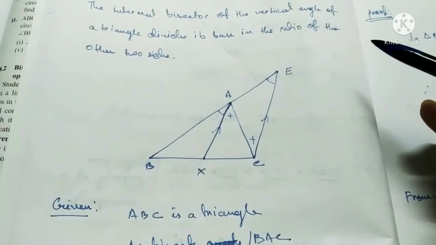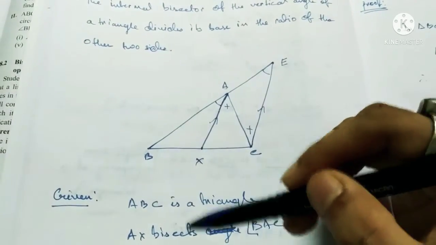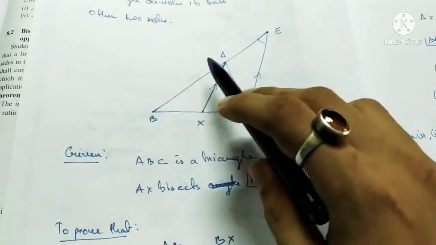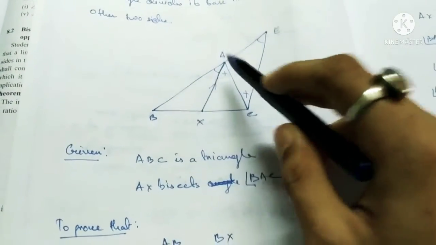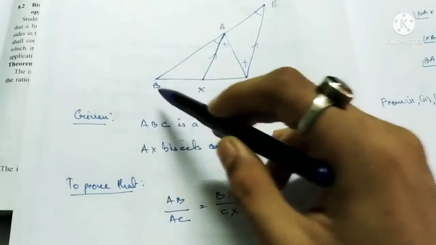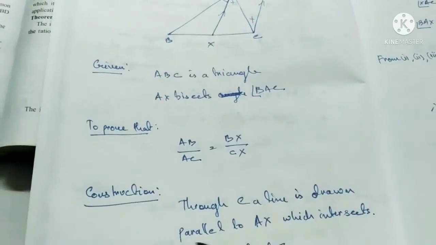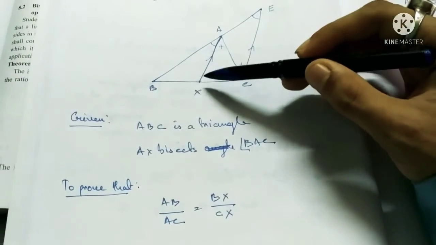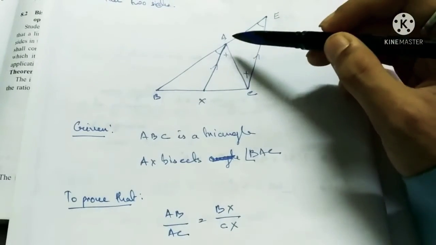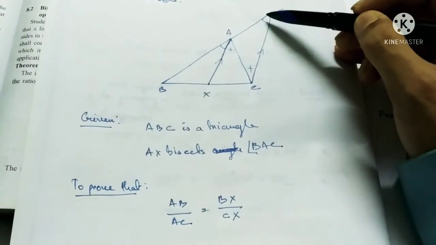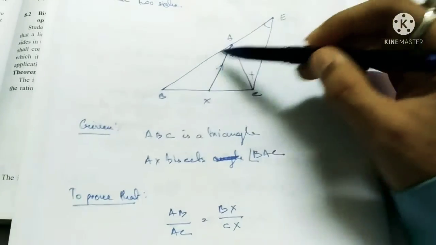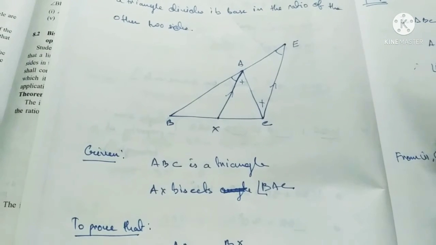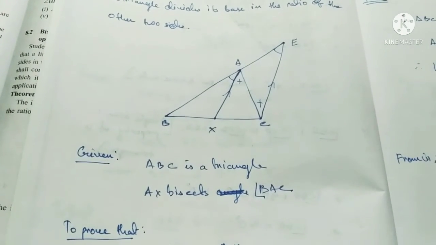Understand? Okay, so ABC is a triangle, AX bisects angle BAC. To prove that BX by XC is equal to AB by AC, same thing only. Construction: through C a line parallel to AX is drawn which intersects BA produced at E. Finished, done. So next I will do the proof.